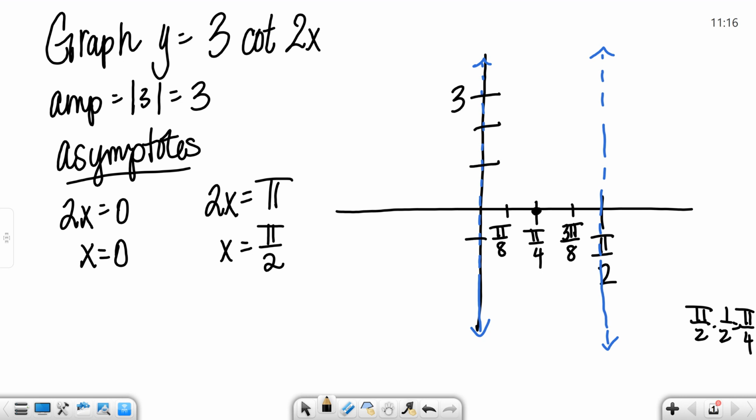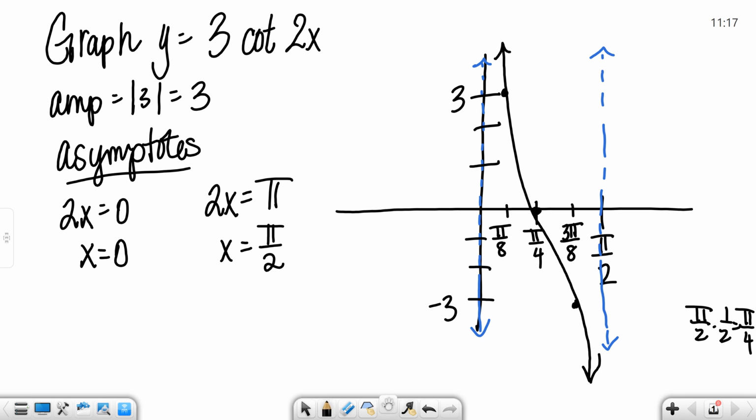My amplitude is 3, so I'm going to go up to 3 and down to -3. And cotangent, remember, goes the opposite direction from tangent. So I would go all the way up here at 3, the x-intercept, and negative 3. And so here is my cotangent function. And there we go. And that's it. I feel like cotangent is quite a bit easier than sine and cosine. There's not quite as much work to do for those.